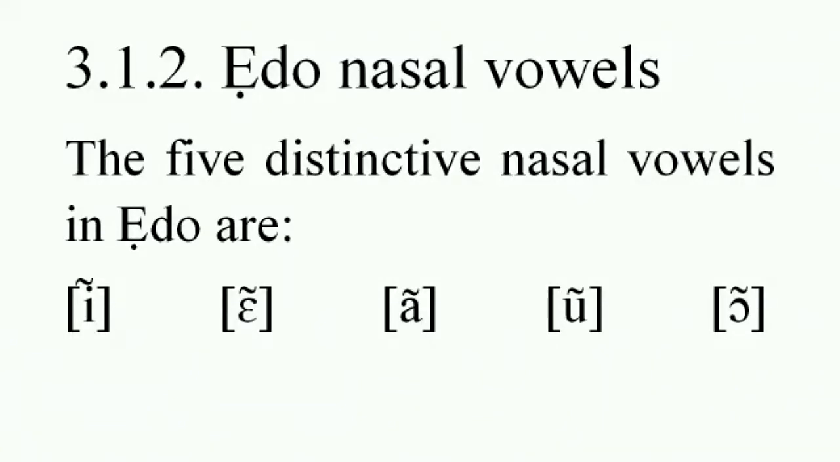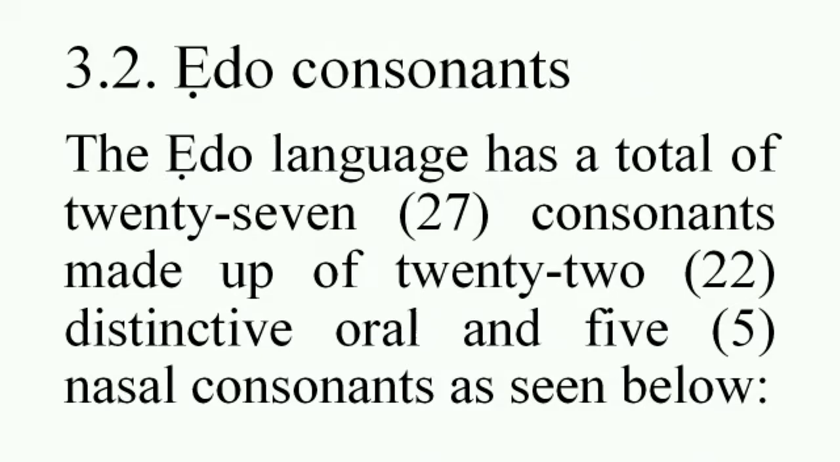Edo consonants. So we are left with the 12 vowels in the language: 7 are oral and 5 are nasal. So we're going to look at the consonants now. And the consonants are 27 in number. 22 of the 27 consonants are oral, whereas the remaining 5 are nasal. So let us look at them.